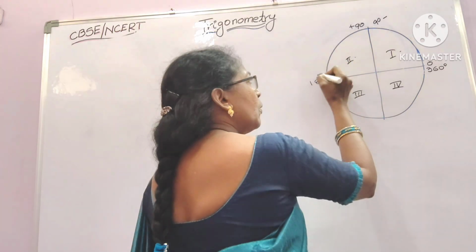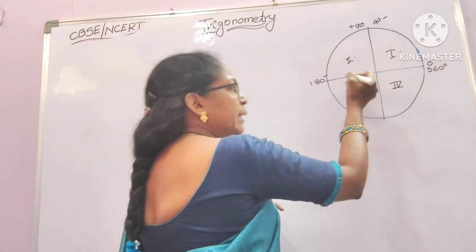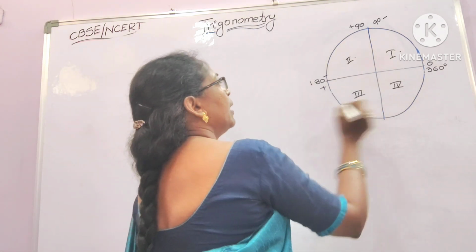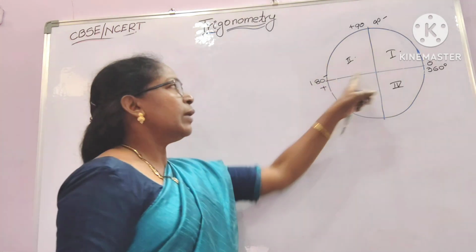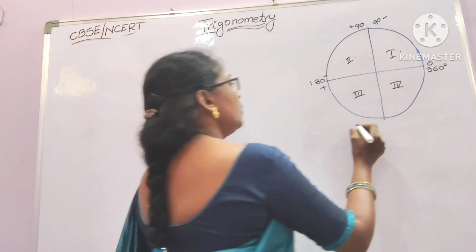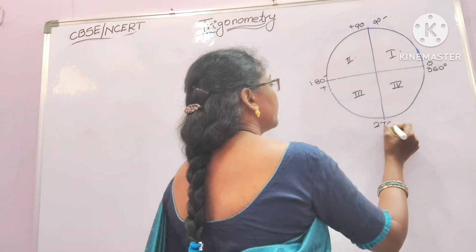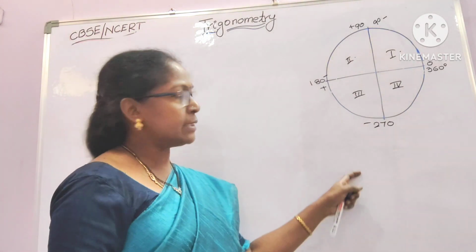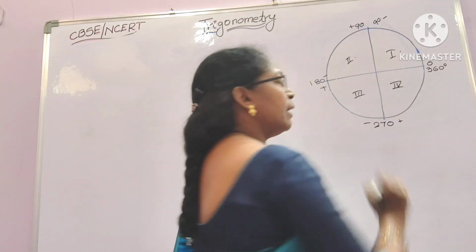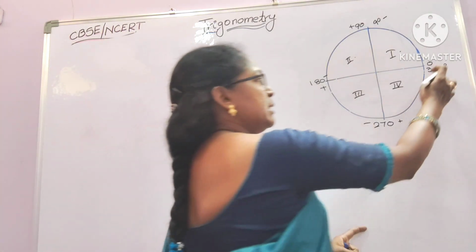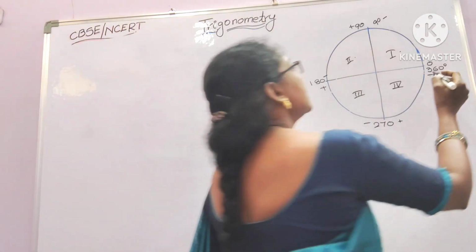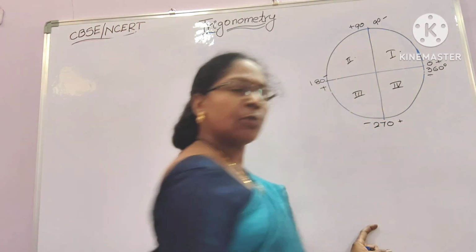So in the second quadrant that is 180 minus, in the third quadrant 180 plus. And again here one more 90 degrees you should add. 180 plus 90 equals 270 degrees. 270 minus is in the third quadrant and 270 plus is in the fourth quadrant, and 360 minus is in the fourth quadrant and 360 plus is in the first quadrant.